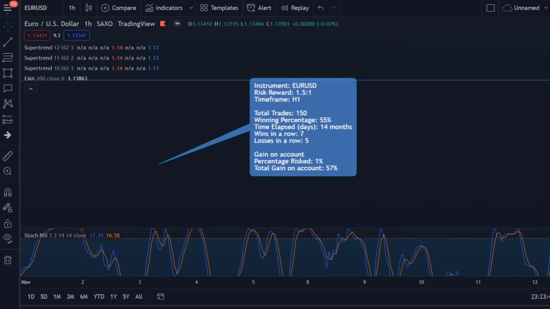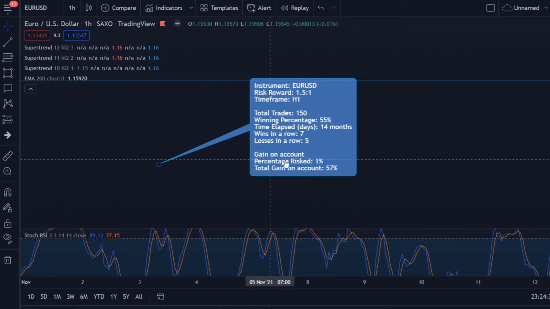Alright, we are back with the results. Let me show you the results. So over here we have the Euro USD. We're trading the Euro USD pair, and we use a risk reward ratio of 1.5 to 1. We're risking 1% in order to make 1.5%. I tested this trading strategy on the hourly, the 1 hour time frame. I took in total 150 trades. The winning percentage was 55%, and it took me in total 14 months, which is 1 year and 2 months in total. And wins in a row was 7, losses in a row was 5.